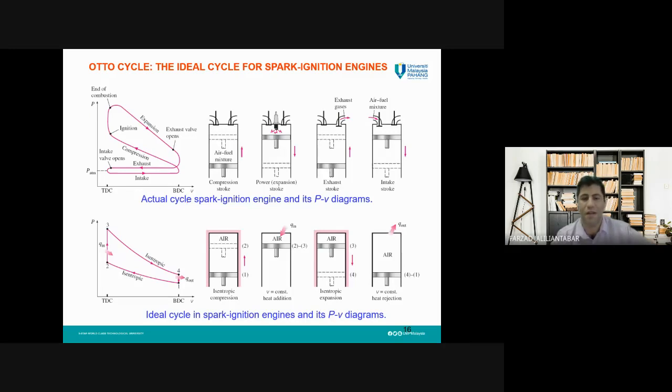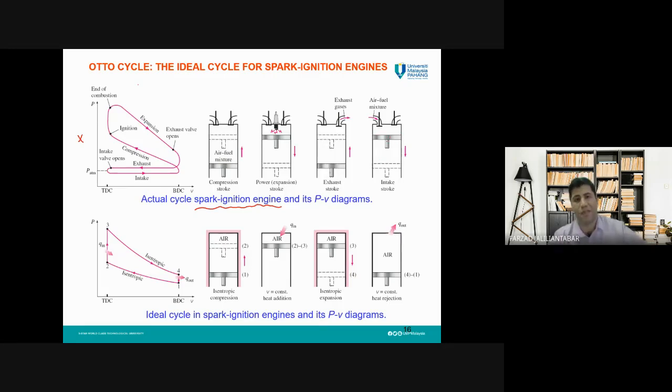So we have an SI engine, as you can see here. We are going to show these four different strokes for the engine and how pressure and volume change inside the cylinder during these four strokes. The first one, the upper one, this PV diagram actually is for the actual cycle which we have in a spark ignition engine. So first of all, the cycle starts from this stage.